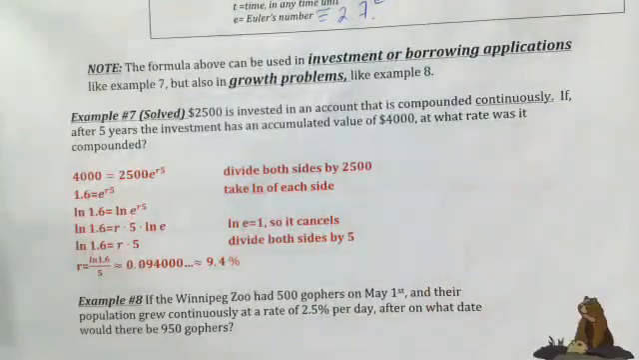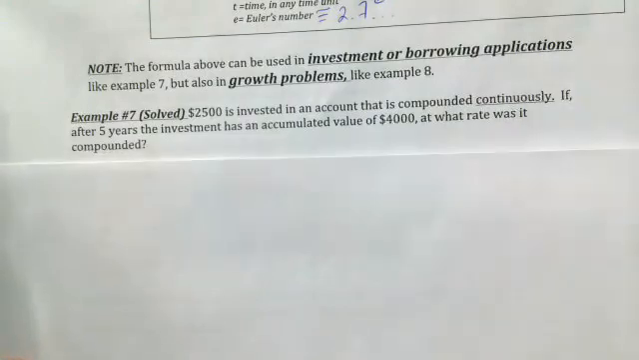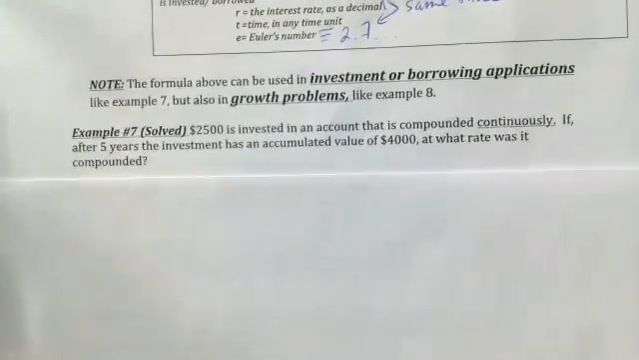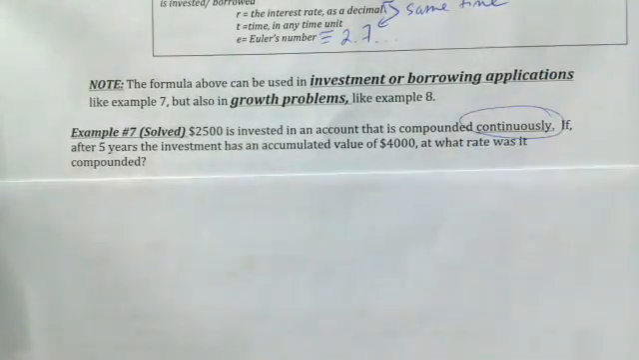So let's look at example 7, which is a similar example with the one that we've done. It's still a money problem. 2,500 is invested in an account that is compounded continuously. So notice the continuously word there. That tells you which formula to use for compound interest. If after 5 years the investment has an accumulated value of 4,000, at what rate was it compounded?